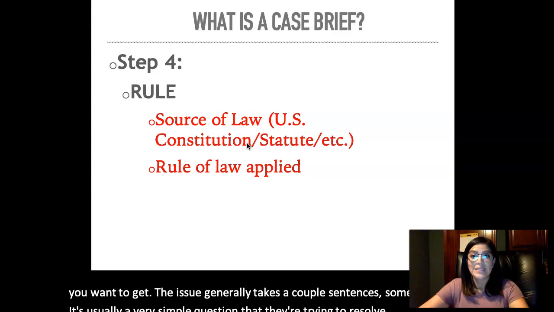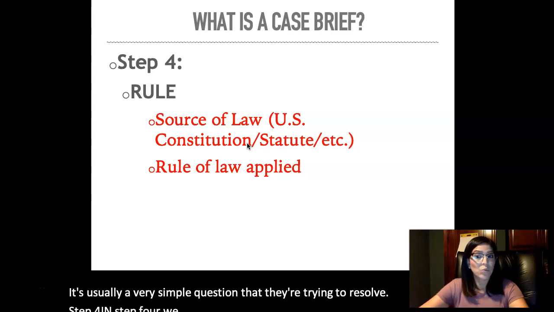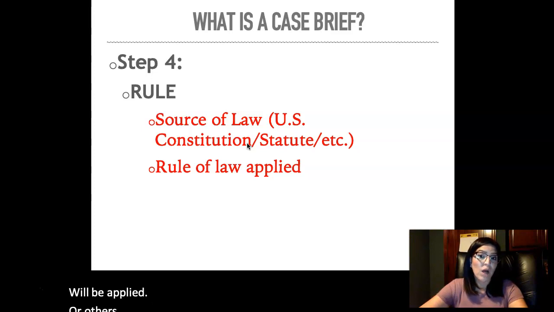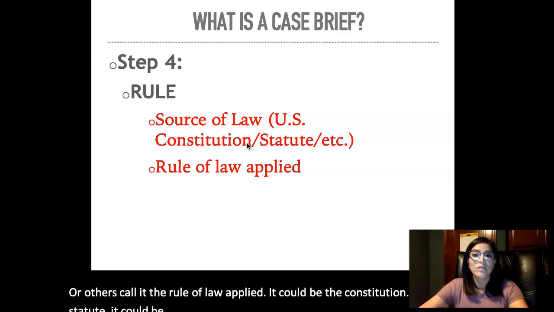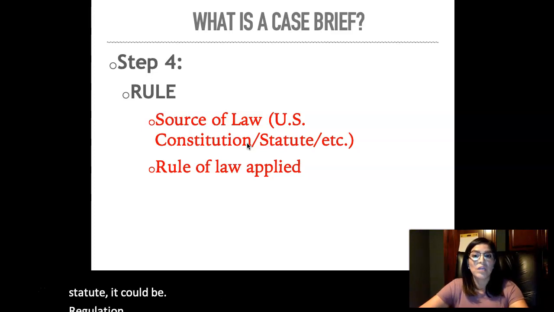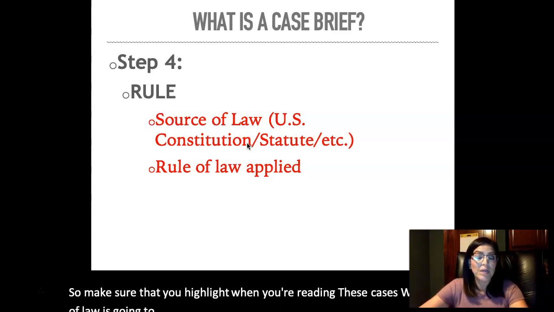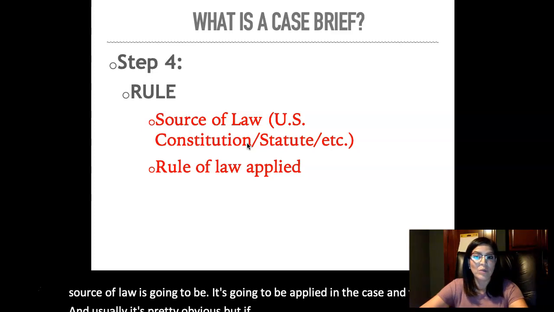Step 4, we are looking at the rule. So what source of law will be applied, or others call it the rule of law applied. It could be the Constitution, it could be a statute, it could be a regulation. So make sure that you highlight when you're reading these cases what source of law is going to be applied in the case and the facts. And usually it's pretty obvious, but if you're having trouble, always feel free to ask.